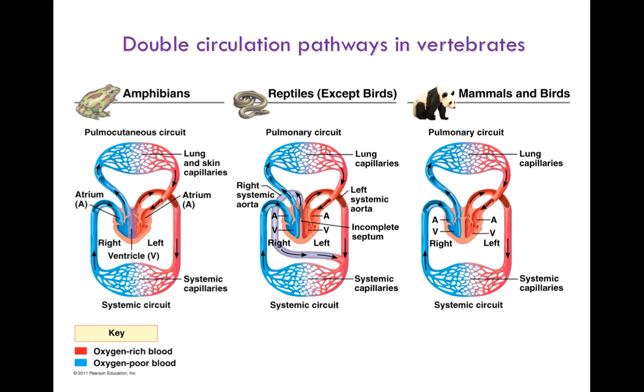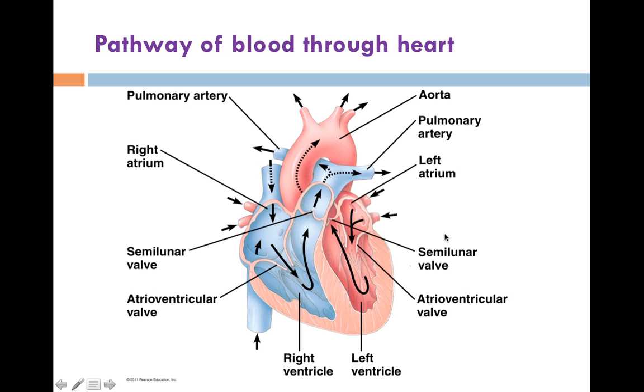So this is just comparing circulation paths. Double circulation paths, you have it going out one way and in another way. That's the double. So you see in each of these animals, you have the red oxygenated blood coming out one chamber and the blue deoxygenated blood coming in the other chamber.